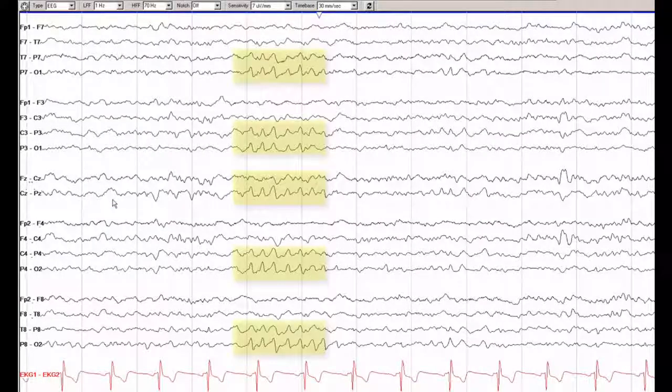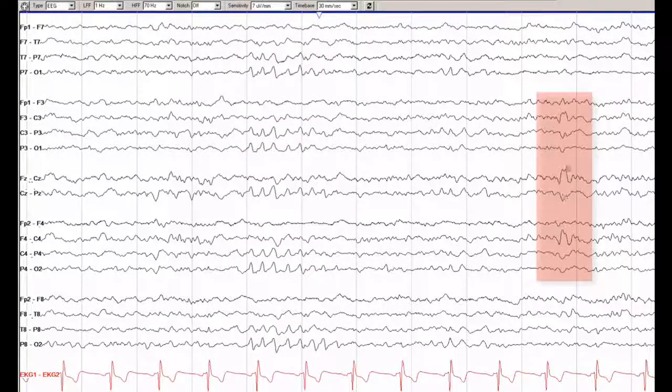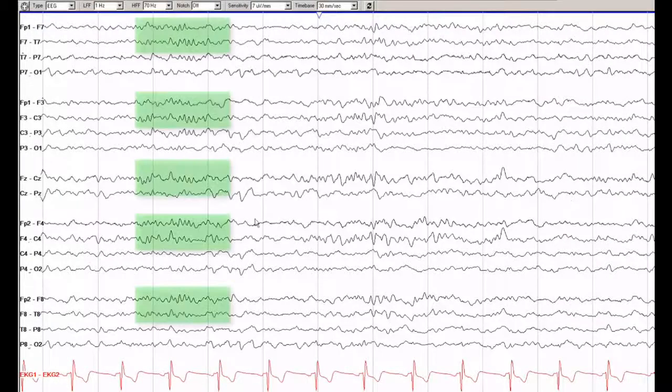The POSTs can occur in rhythmic runs, which sometimes appear sharply contoured. At the end of the page, the vertex wave can appear more sharply contoured than on previous examples. And sometimes the spindles can be less well developed and have a broader field extending into the frontal head regions.